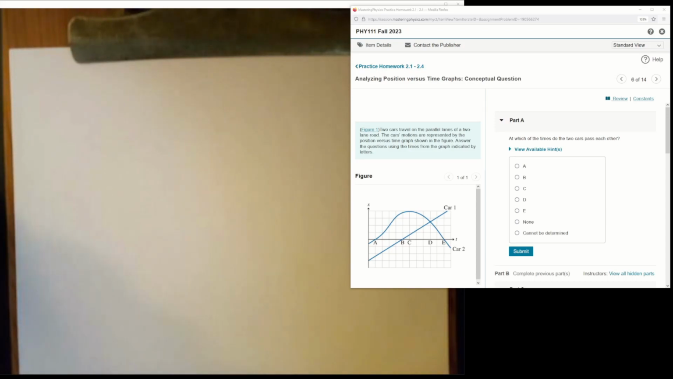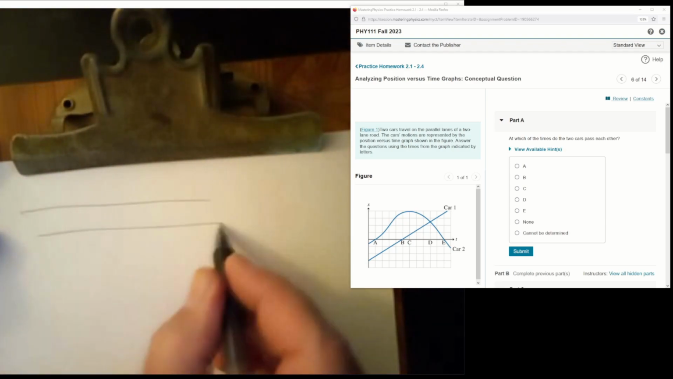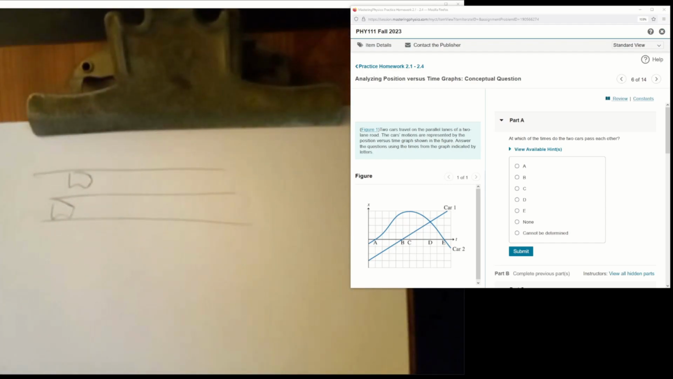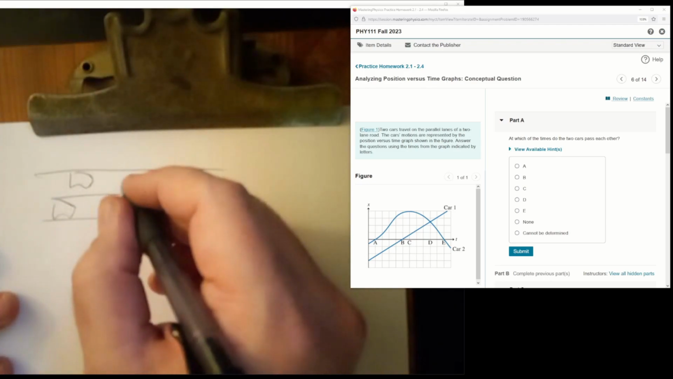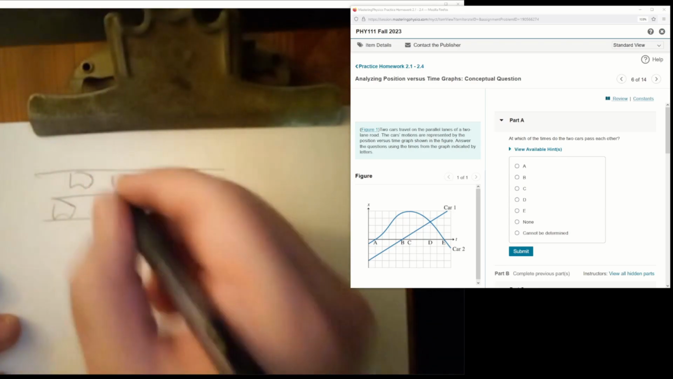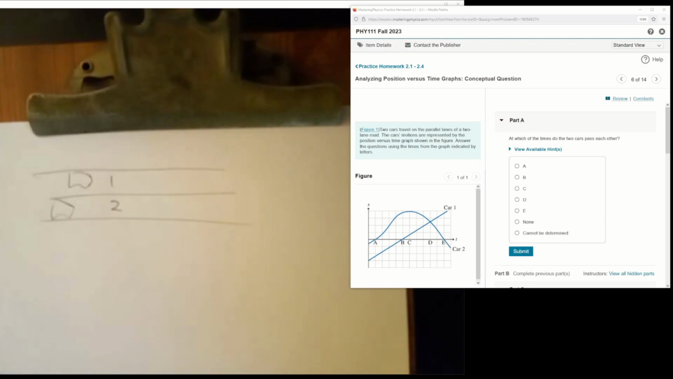Let's check out the homework. And starting with the first one in the practice homework 2.1 to 2.4. So we got two cars and they're traveling along. And we have this graph, car 1, car 2. And if we look at car 2, we can see its position is ahead of this one. So I'll call this one car 1 and car 2. And it wants to know at which times do these cars pass each other.